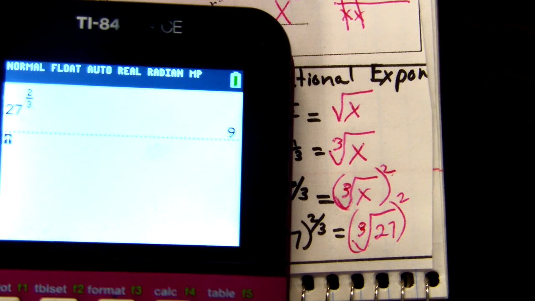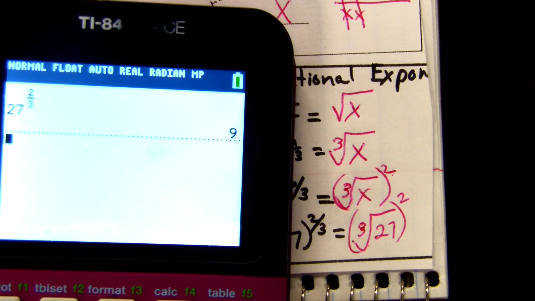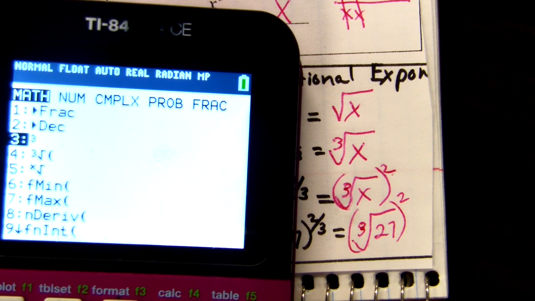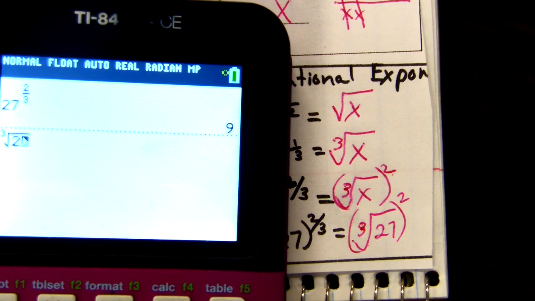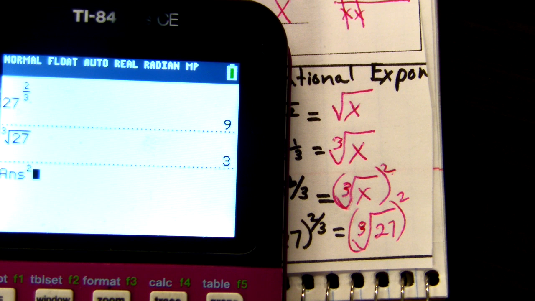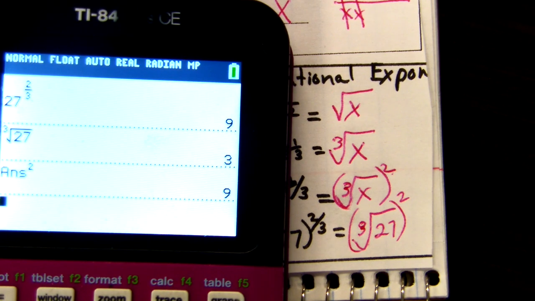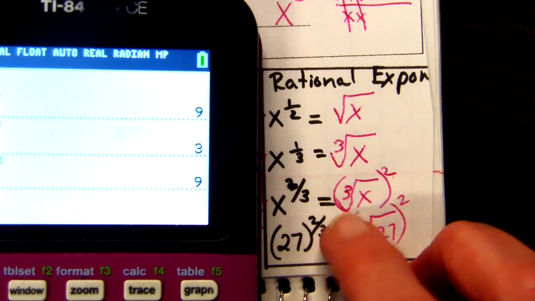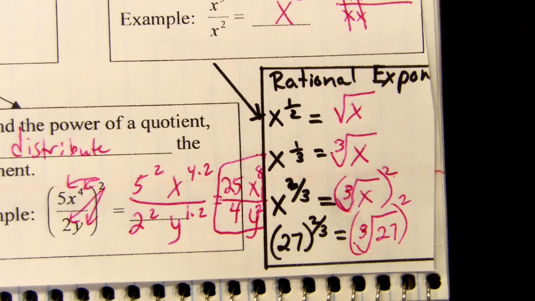But I'll also show you that if I do the cubed root of 27, you get 3. And then if I square that, I still get 9. So where this is important is when you have x's and manipulation, just so you know that they're the same.